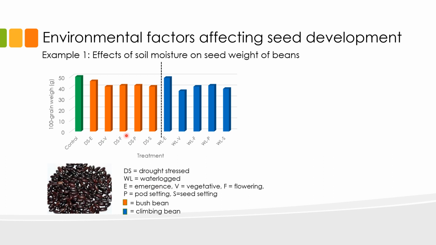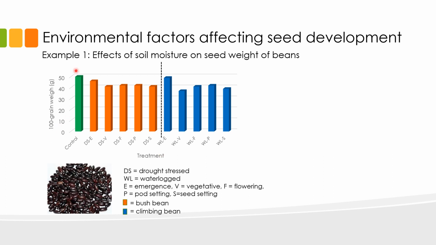The orange histogram indicates the 100 grain weight of bush beans under drought stress, while the blue histogram indicates the weight of climbing beans under waterlogged conditions. You can use the legend here to understand the labels of the histogram. So for example, we have DS-E here. This just means bush beans that have been subjected to drought during emergence stage. And then if we look at this first blue bar right here, we can see the label WL-E. This just means climbing beans subjected to waterlogging during emergence.